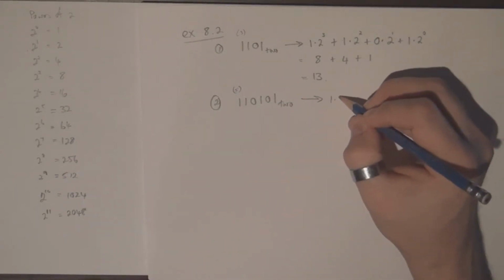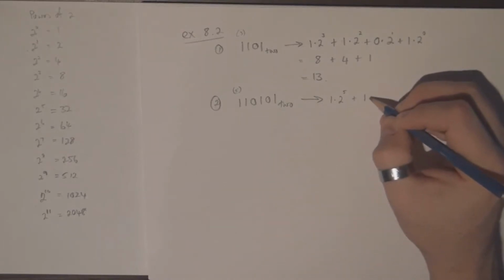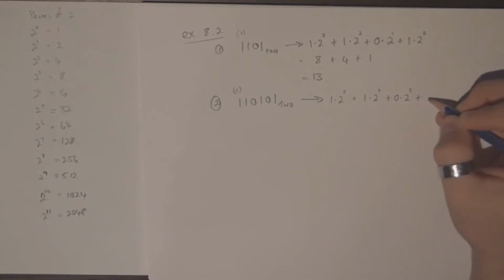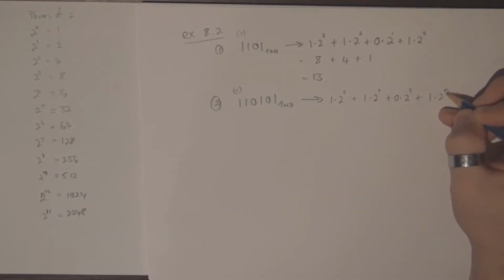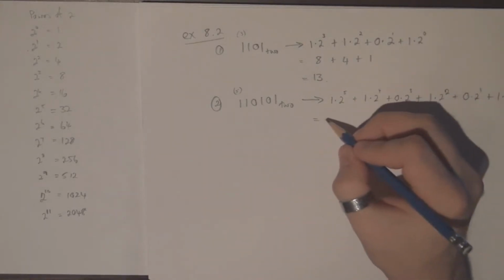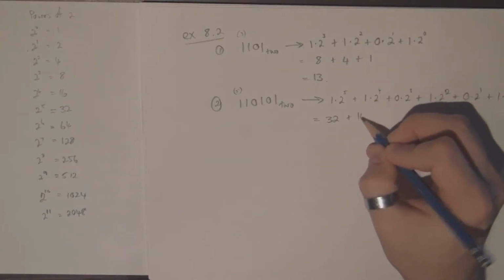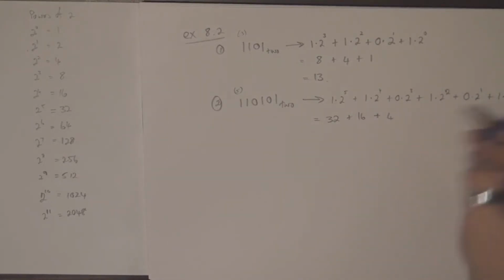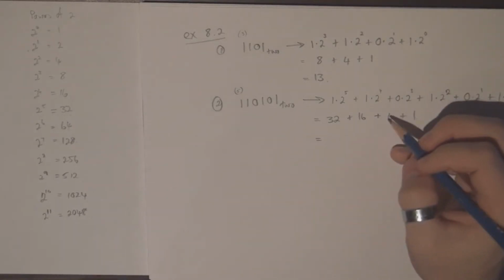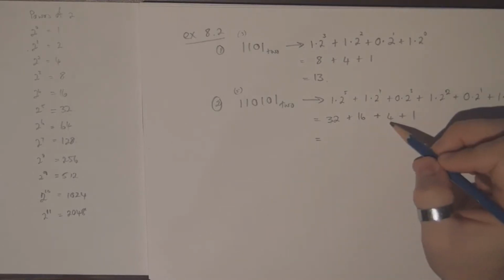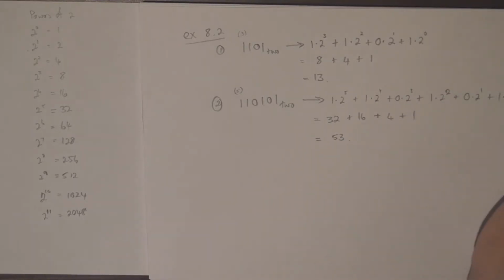So I have 1 group of 2 to the 5, another 1 group of 2 to the 4, no 2 cubes, 1 2 squared, that one, 0 2 to the 1s, and a 2 to the 0. So that gives me 32, 16, and it definitely helps if you memorize these smaller powers of 2, 4 and 1. A little addition never hurt anyone. That is 48, 52, 53. And there you go.